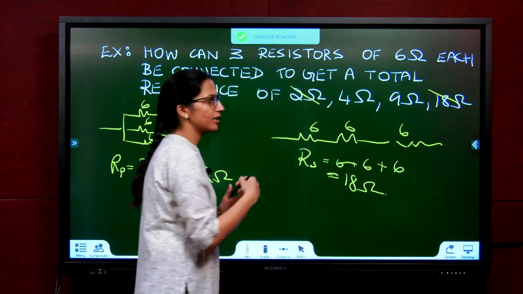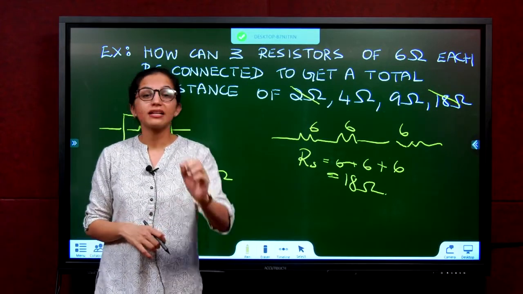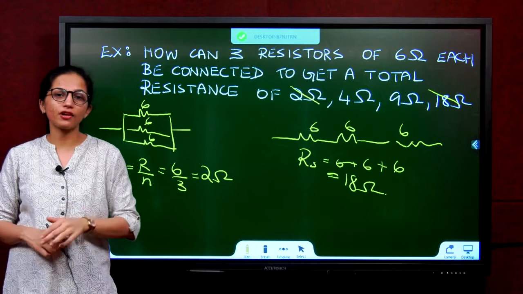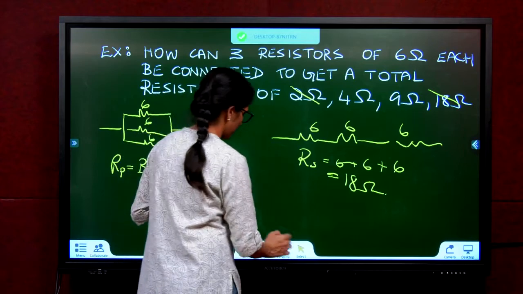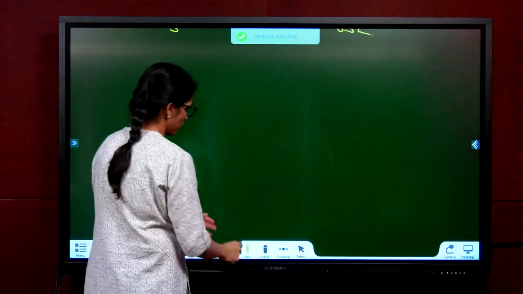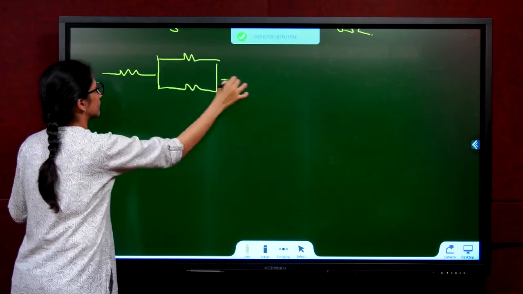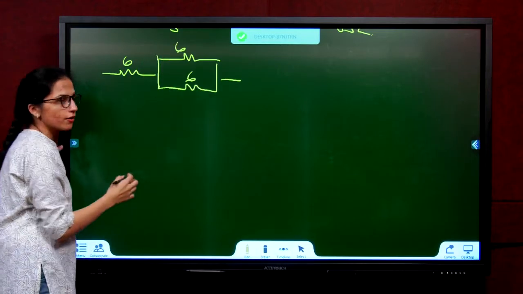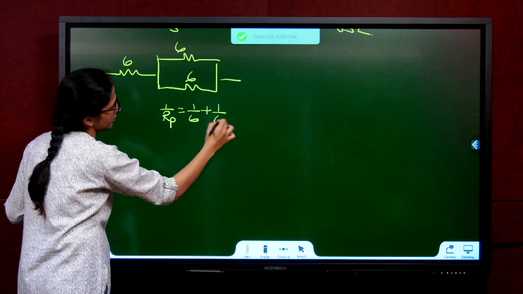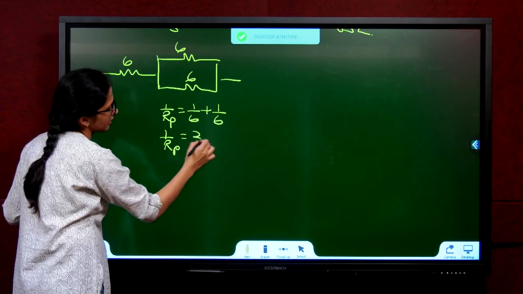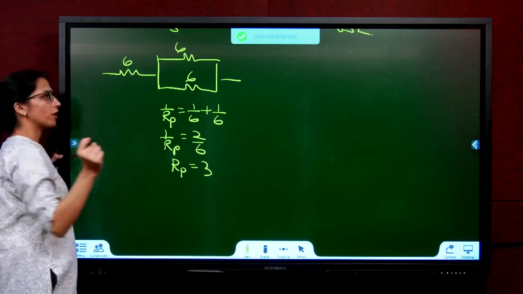Now we have two other combinations. It is not the highest, it's not the lowest, it's somewhere in between. What do we use? The table that you just wrote. There were two kinds of trial and error. We will use both. We will see who gives us 9 and who gives us 4. So first we will go for this method. 6, 6, 6. So first put 1 by Rp here. So 1 by Rp is 1 by 6 plus 1 by 6. 1 by Rp is 2 by 6, or Rp is 3. So what happens to this? These two you can remove and put 3 ohm there.